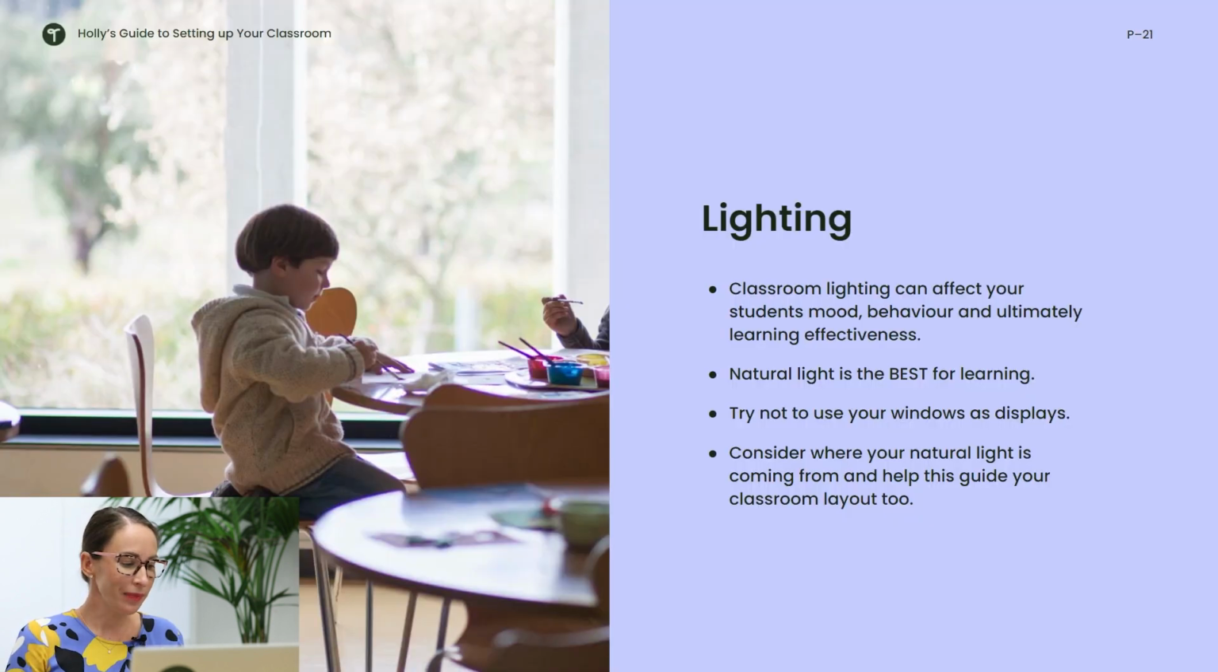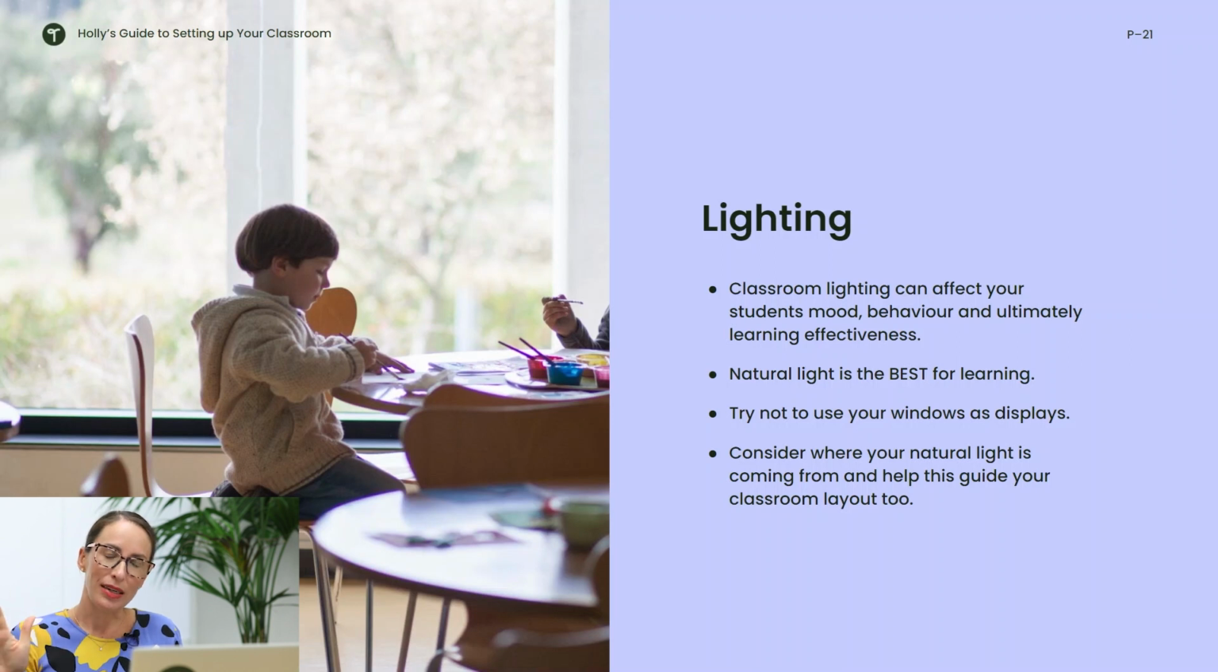Okay, then lighting. Obviously, classroom lighting can affect the students' mood, their behaviour, and ultimately how they learn. Natural light is the best for learning. We sort of know that, but it's just being mindful of that when you walk into a classroom. I know it can be super easy, particularly if you don't have much space to set up classroom displays, to put posters on the window. Try not to do that, because that natural lighting that's coming in is going to really affect how your classroom runs.